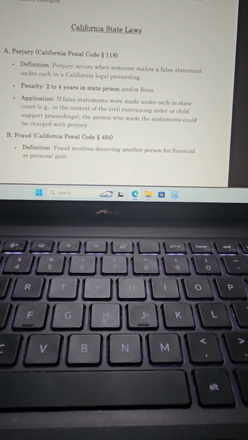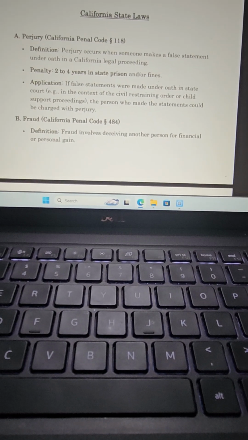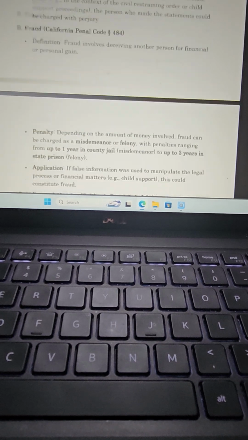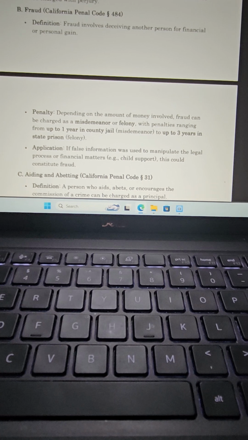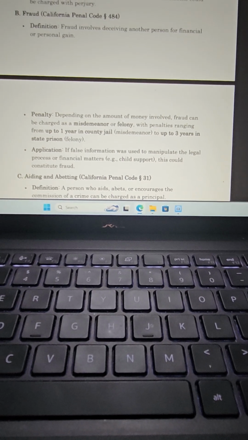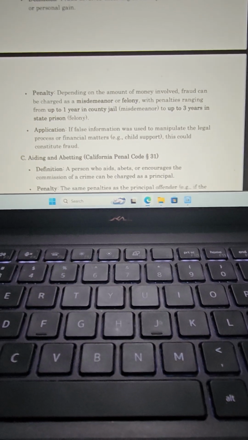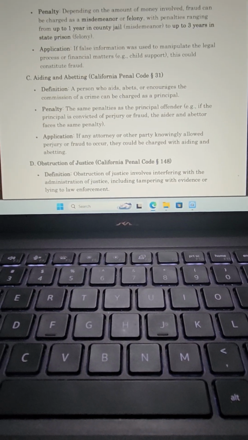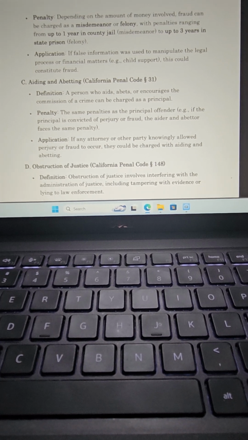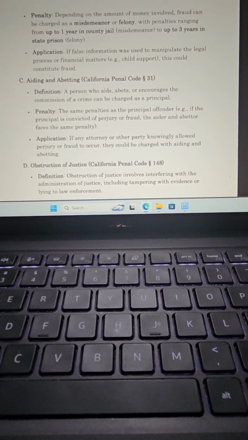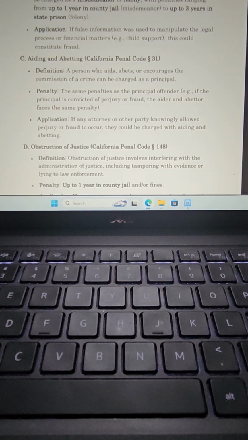California state law, perjury, 2 to 4 years state prison or fines. Fraud, California Penal Code 484, penalty: depending on the amount of money involved, fraud can be charged as a misdemeanor or felony, with penalties ranging up to 1 year in county or up to 3 years in state prison. We're gonna calculate how much child support you took from me fraudulently. Aiding and abetting, California Penal Code 31, penalty, the same penalties as the principal offender. If the principal is convicted of perjury or fraud, the aider or abettor faces the same penalty. That's for you and Olivia, right?